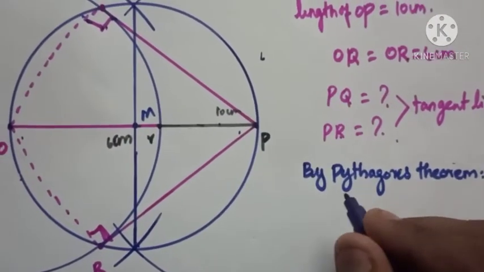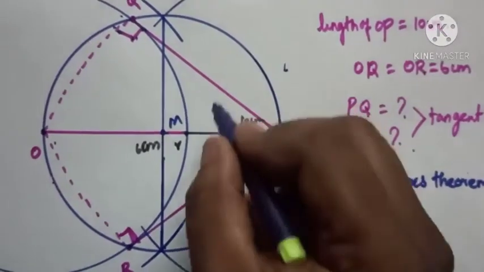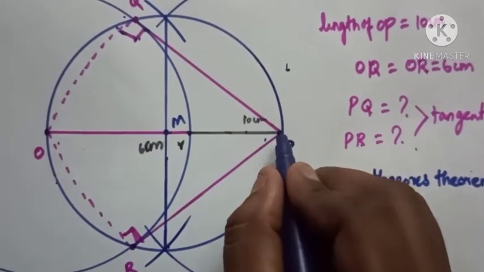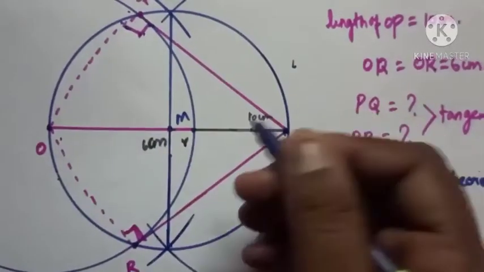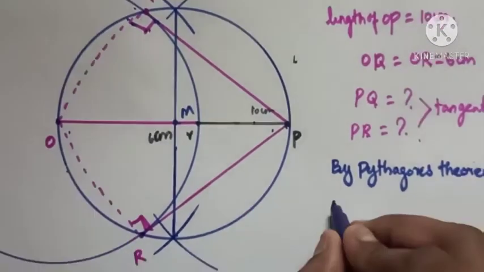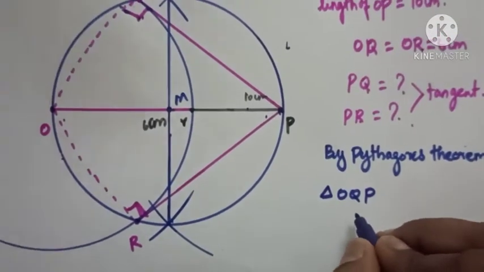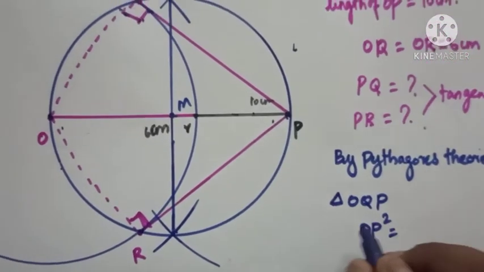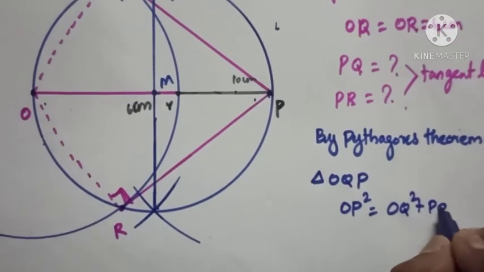Because the tangents RP and QP are equal, OP is the common side of both, and OQ and OR are radii, all the sides are equal, so we say these two are equivalent triangles. So by using the Pythagoras theorem in triangle OQP, we take OP square, which is equal to OQ square plus PQ square.